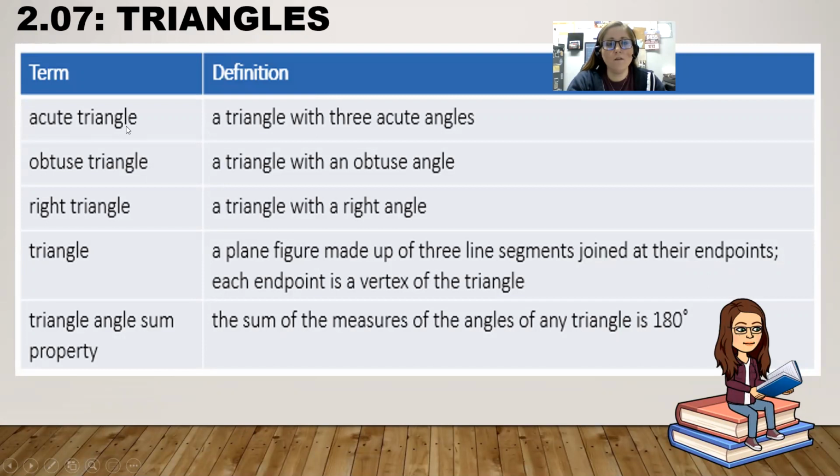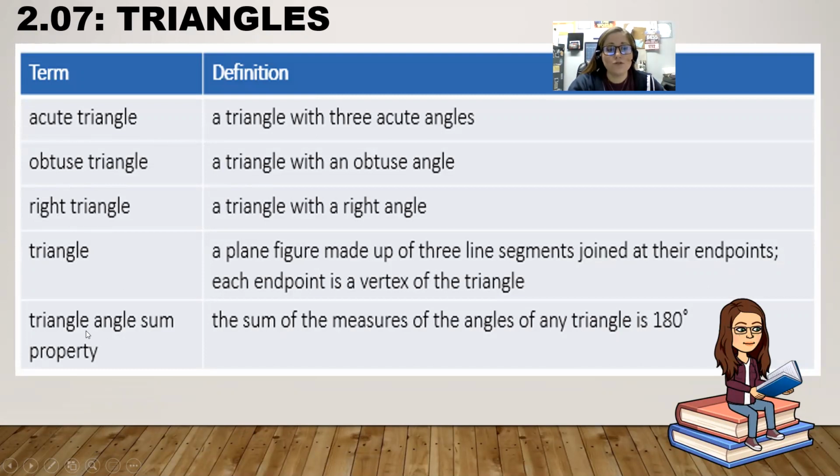We have an acute triangle, which is a triangle that has all three angle measurements being acute angles. So they're less than 90 degrees. An obtuse triangle is a triangle that's going to have one obtuse angle, or one angle that's greater than 90 degrees. A right triangle is a triangle that has one right angle.